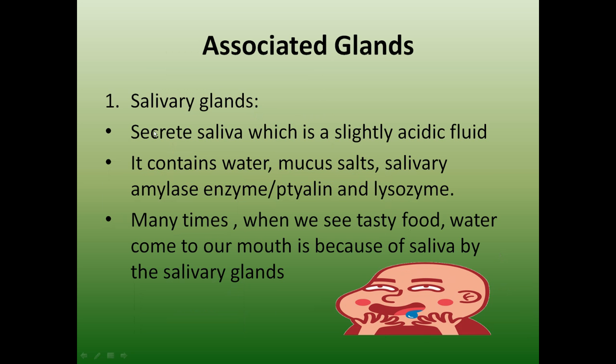The first associated gland we are going to discuss is the salivary gland. It secretes saliva, which is slightly acidic in nature. The pH value, as I have told you before, is 6.8. It contains water, mucus, salt, the enzyme salivary amylase, also known as ptyalin, and lysozyme. The role of salivary amylase is to digest the starch content in the food. And the role of lysozyme is to lyse some of the bacteria that come along with the food substance.